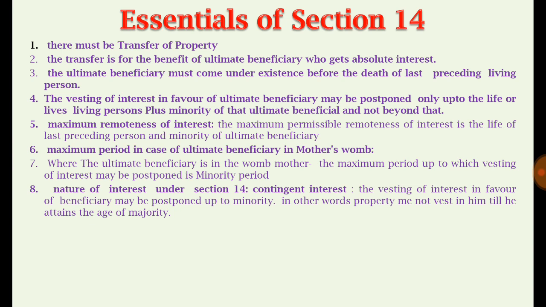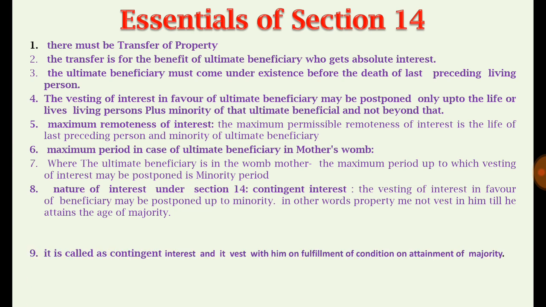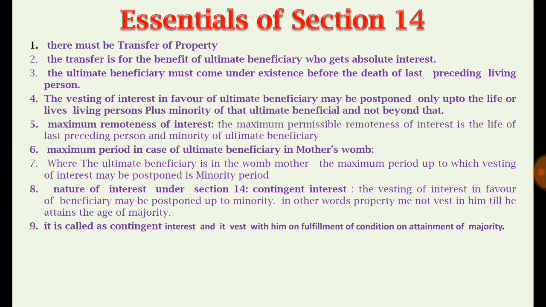The nature of the interest provided to that person may be a contingent interest, and he must fulfill the condition that he must attain the age of majority. It means he must complete the age of majority. This is called a contingent interest. So this is Section 14. It means the vesting of interest in favor of the ultimate beneficiary can be postponed only up to the period of his minority and not beyond it.